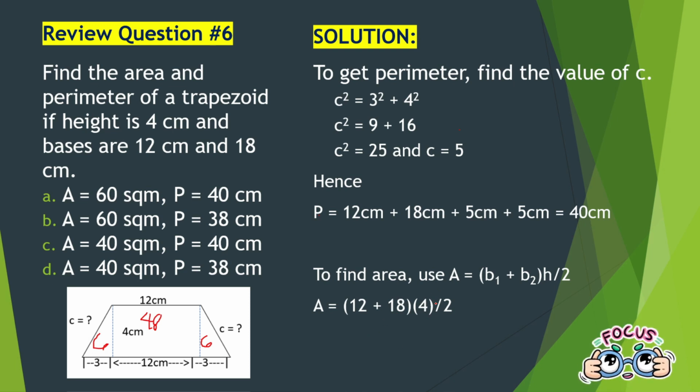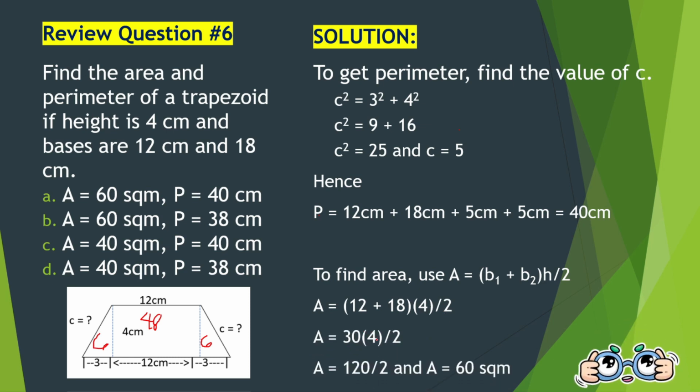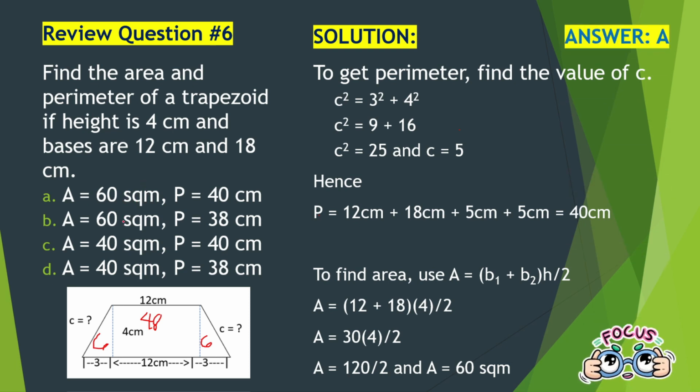So, using the formula, ito rin po yung lalabas. So, 30 times 4, 120 divided by 2, which is 60 square centimeter po. No? So, nagkamali lang din po yan. Typo error lang. Centimeter po dapat yan. Okay? So, the answer is letter A.